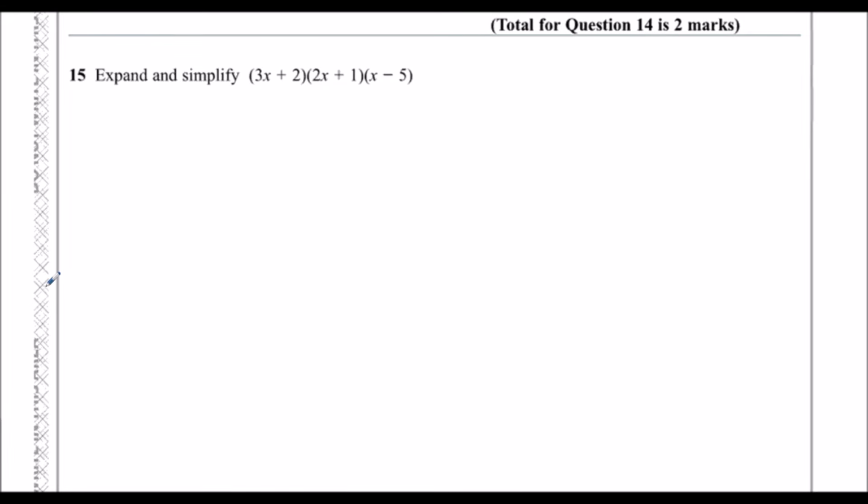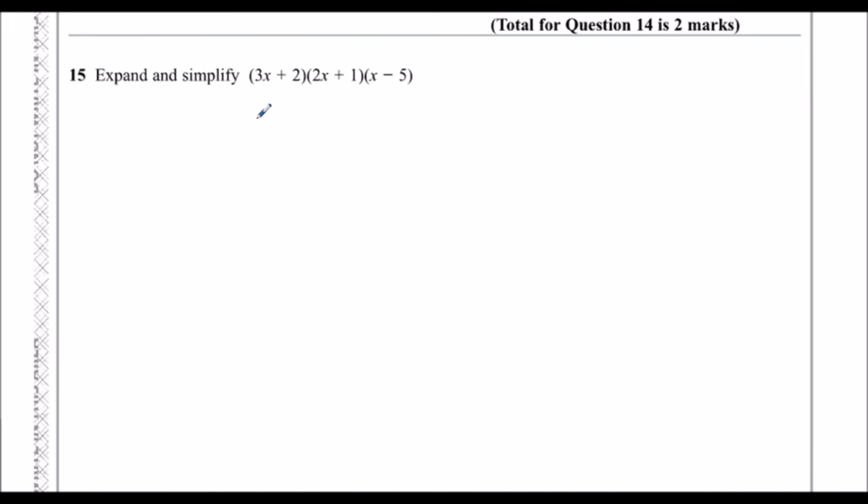Question 15, expand and simplify. So we've got triple brackets here. The first step is to expand 2 of them. So we can either expand the first 2 and leave the last one, or we could expand the last 2 and leave the first one. Either way is absolutely fine.